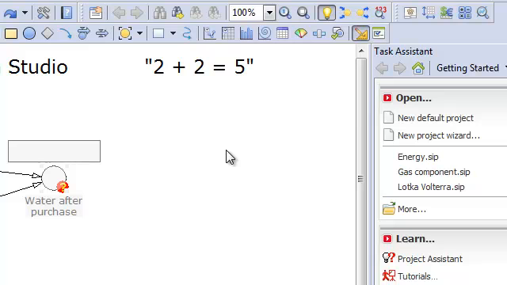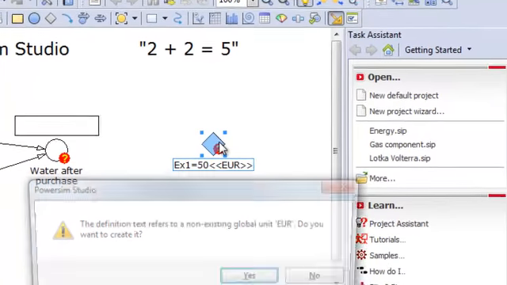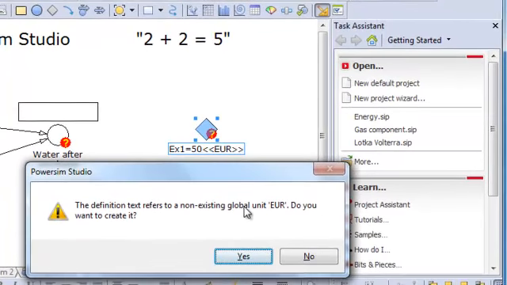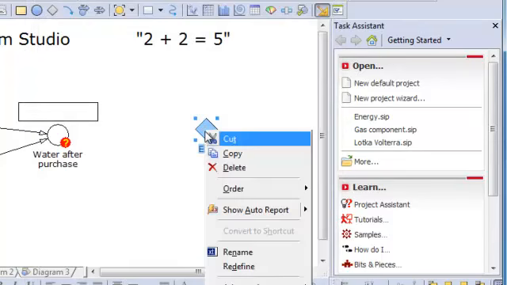What about currencies? If we make an expense variable, like this one, saying this is expense 1, an expense of 50 euros. It asks me, what about EUR? Do I want to create that as a unit? Yes. Now it suggests euro as a currency unit. Since currencies are reported specially, we have special units also for that. So I accept that, finish, and this is my expense.